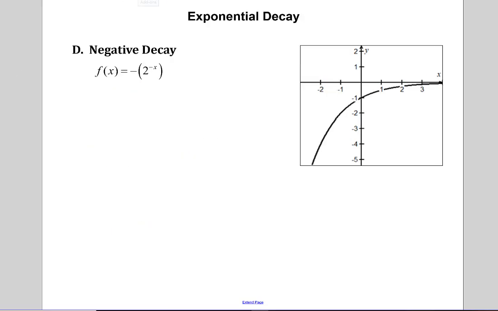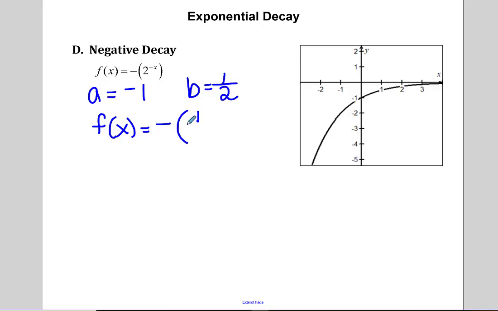And then negative decay, we have 2 reflections. We have first that the A value is negative, and then we have the fact that the base is really 2 to the -1, so the base is 1/2. That means my function is -1 times 1/2 to the x. That's how we end up this way.